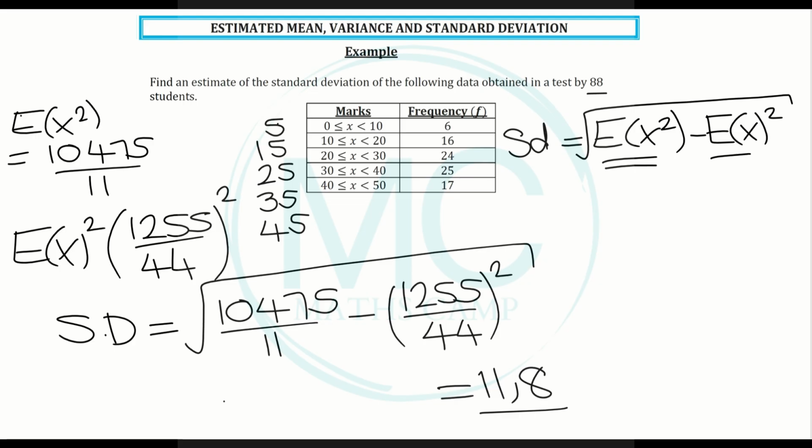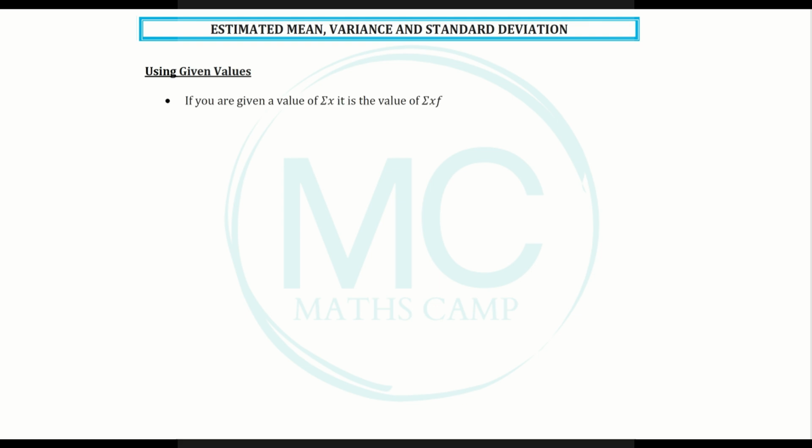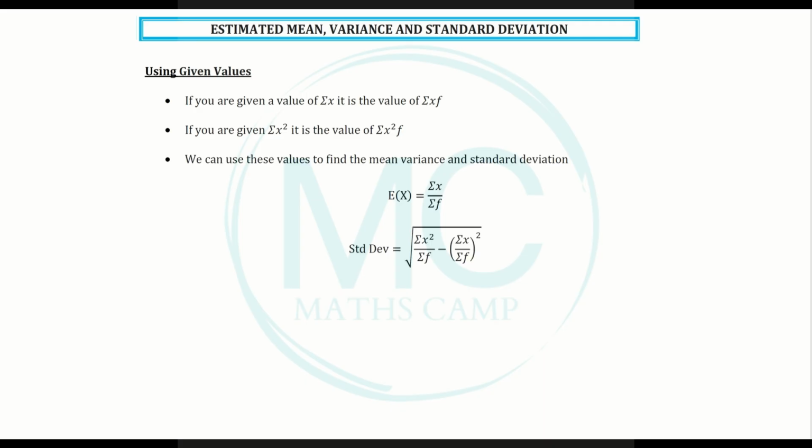Now I'd like to move on to how we find the estimated mean, variance, and standard deviation using given values. Please always keep in mind that if you are given a value of sigma x, it is the value of sigma xf. We are not given actual x values or frequencies, so you don't need to find anything else. If you are given sigma x squared, it is the value of sigma x squared f. We can use these values to find the mean, variance, and standard deviation.